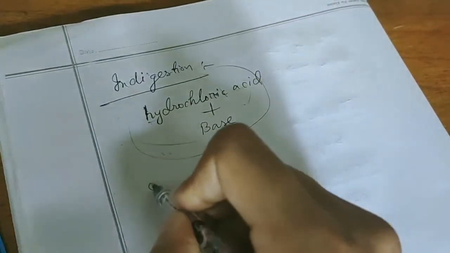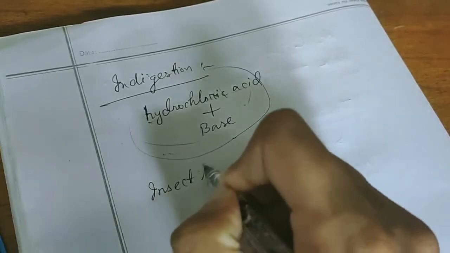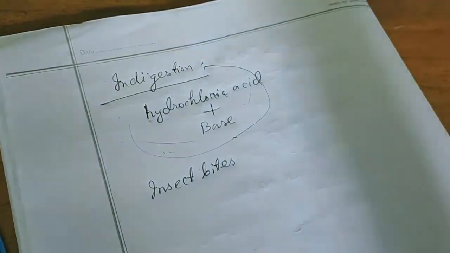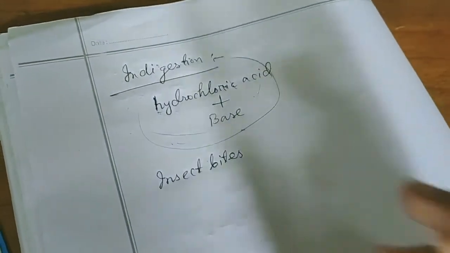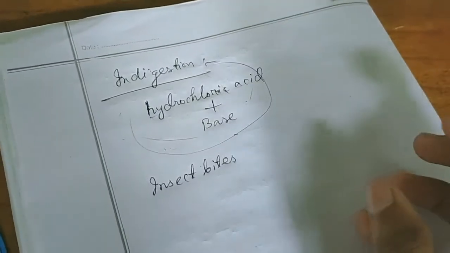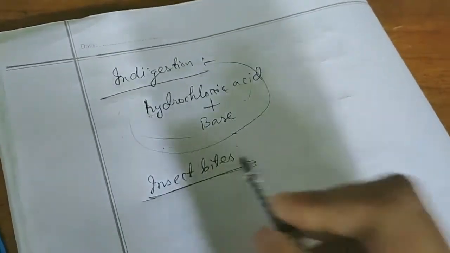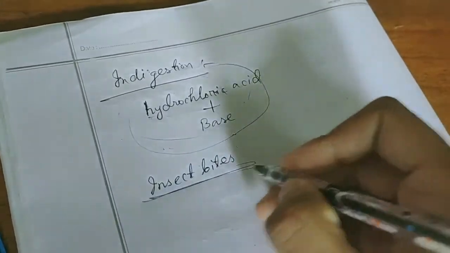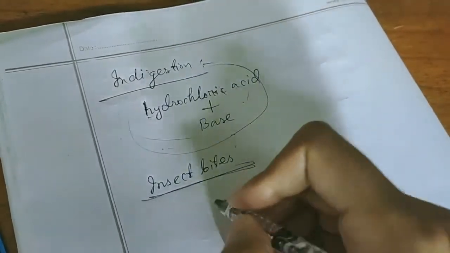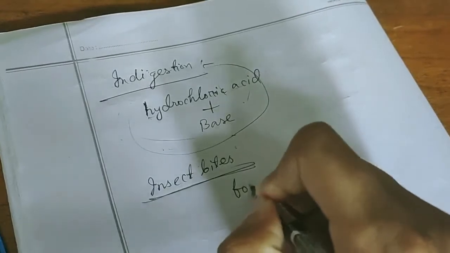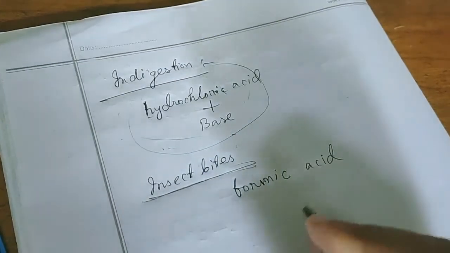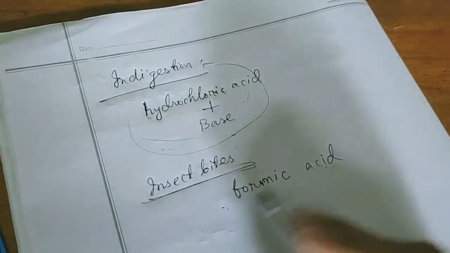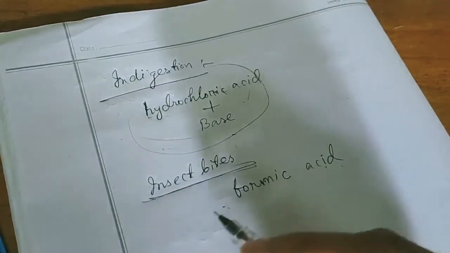Then insect bites. Some insects, when they bite, it is painful. If a bee or a wasp bites you, it is painful, because their stings contain an acid, which is formic acid. Insect stings contain formic acid, so it is painful.